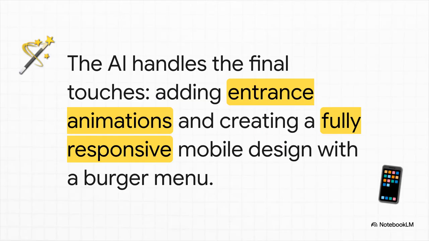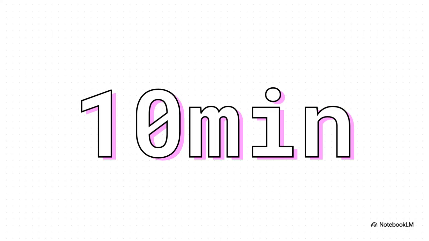And the AI isn't just for the big stuff. It's amazing for those final touches too. We used simple prompts to add some slick entrance animations and, crucially, to make the entire site fully responsive. That means it generated all the CSS media queries and even a working burger menu, so it looks perfect on any phone or tablet. So let's recap.